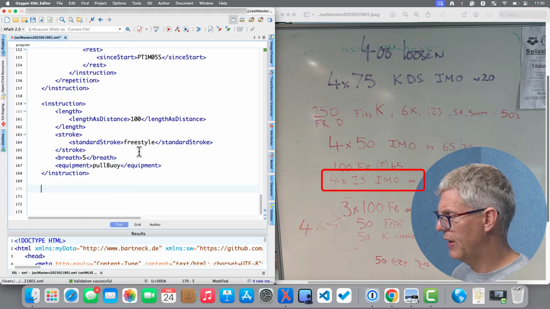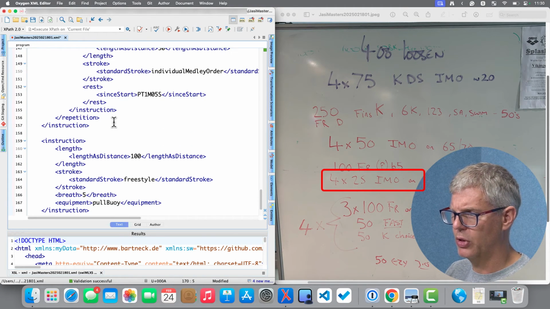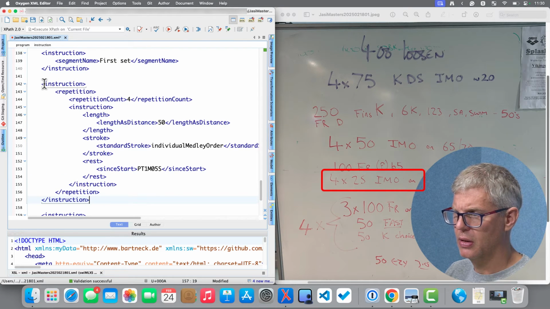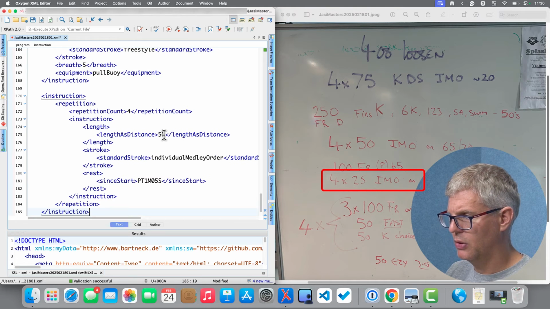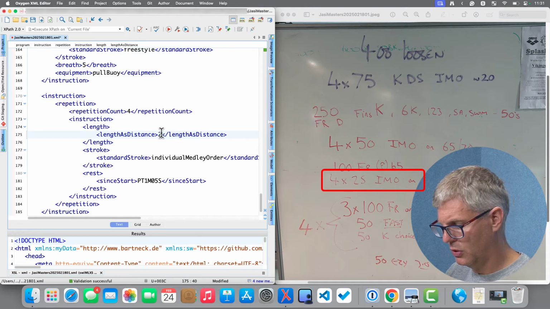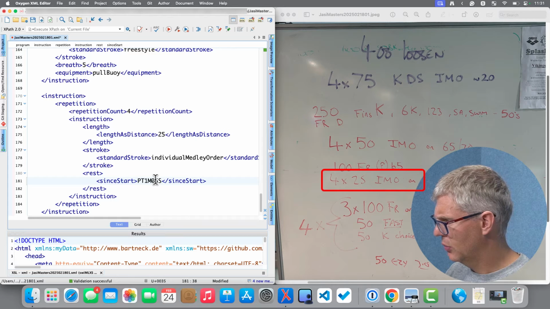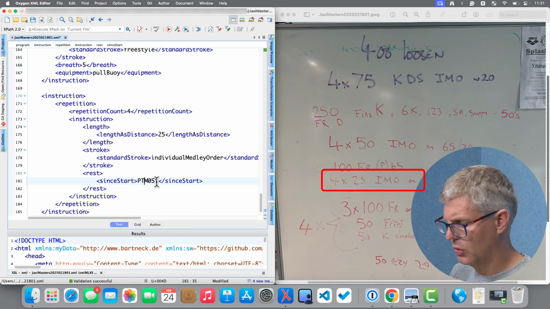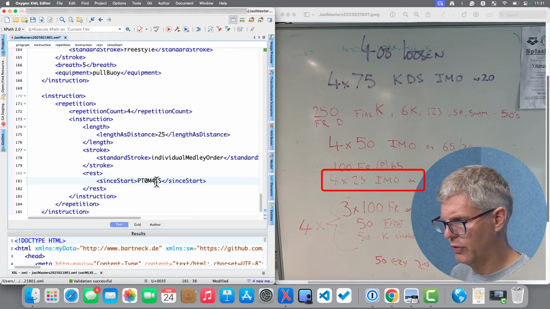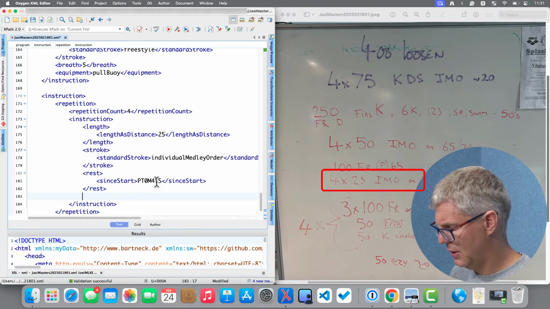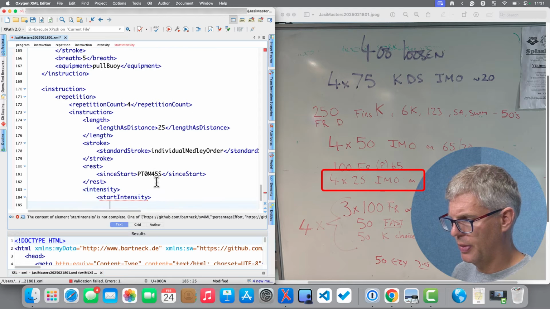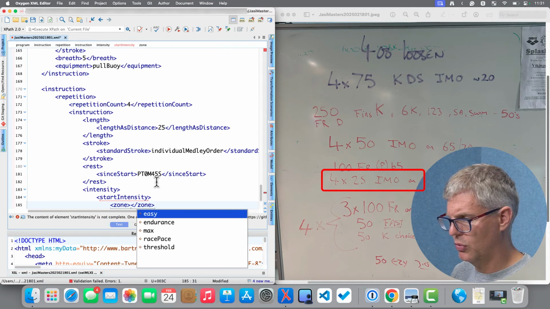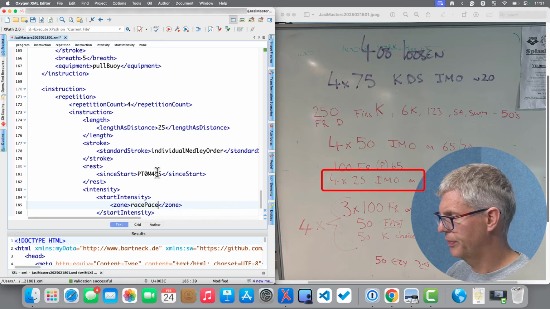Now, and 4 times 25s, IM order on 45 fast. So that's the same as before. So I can just copy these 50s and turn them into 25s. And we've got 45, so 0 minutes, 45 seconds. And this time we also have an intensity. So let's go for a zone and go for race pace.